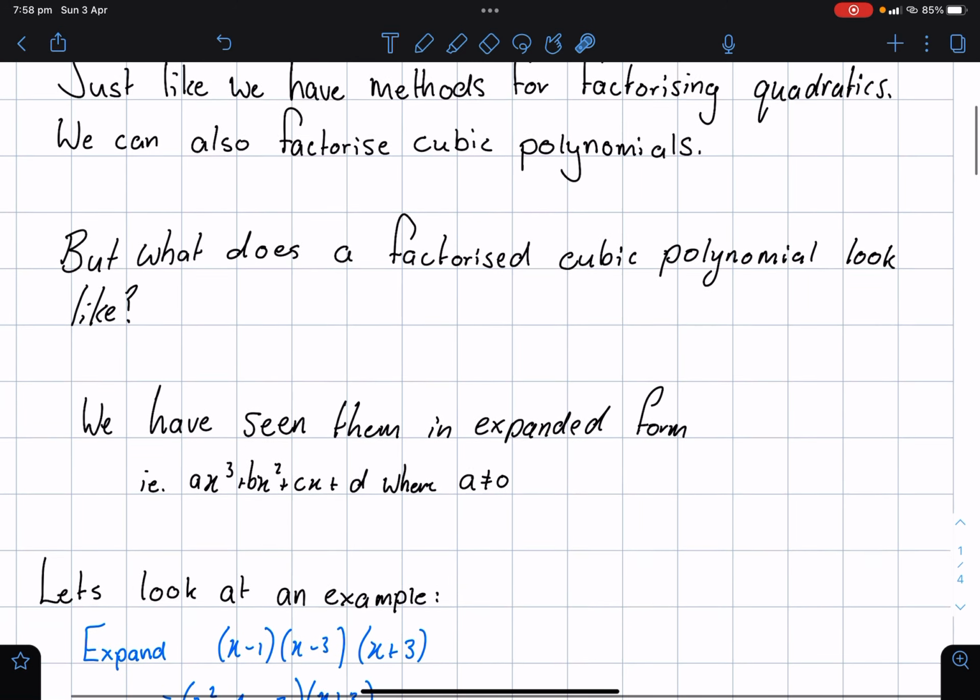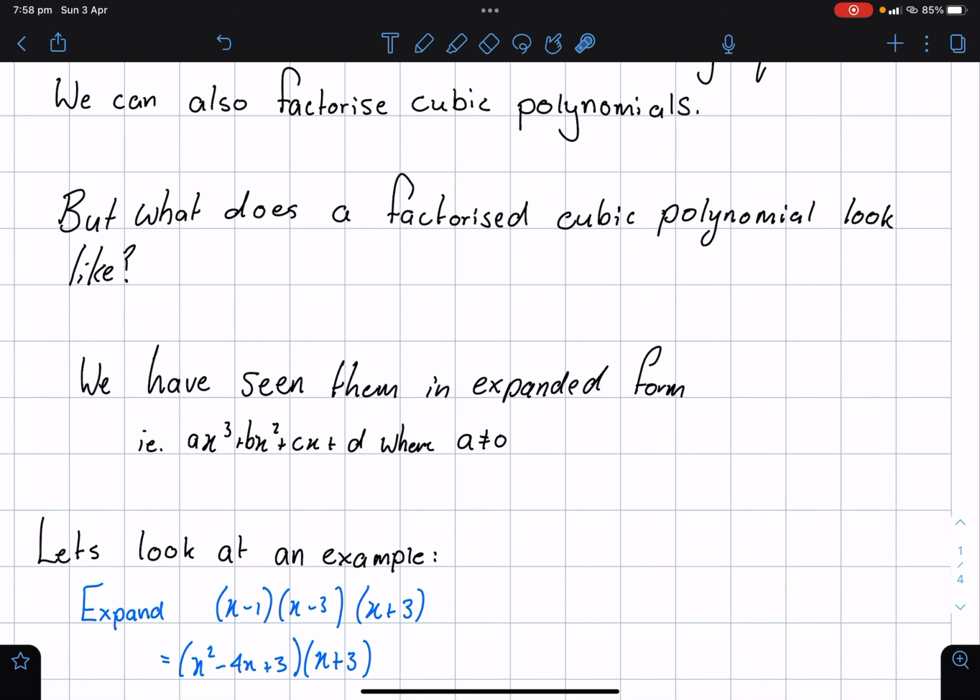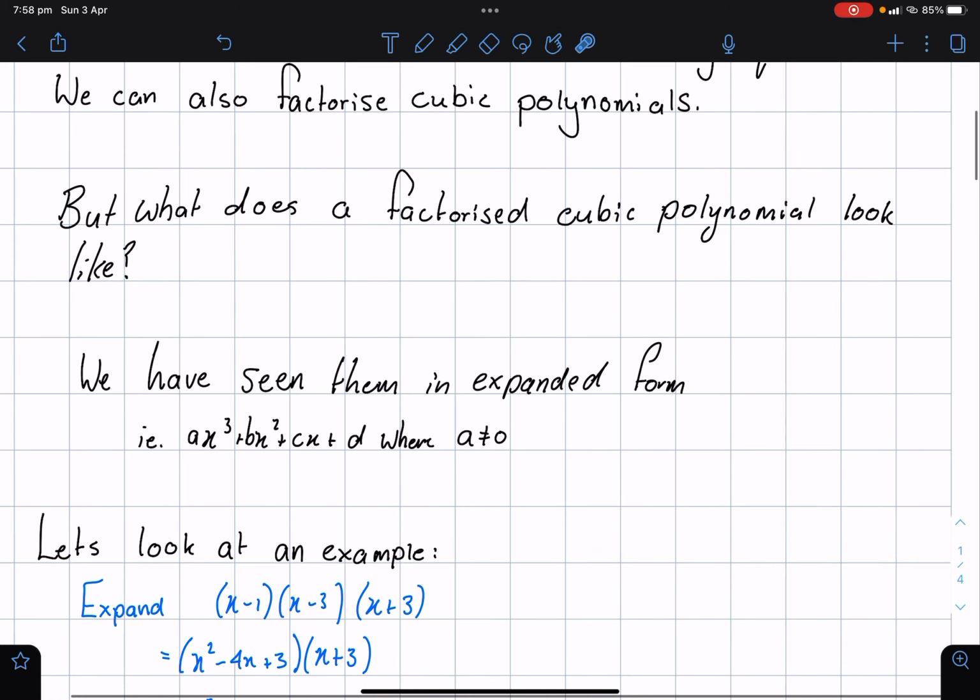So let's have a look at an example. We're actually going to go from factorised form to expanded form. So we have 3 linear factors here multiplied together. The way we do this, we ignore one of the linear factors to start with. At the moment, I'm not worrying about that x plus 3 factor, and I'm going to expand these 2 binomial factors as I would normally with quadratics. You've done plenty of that.